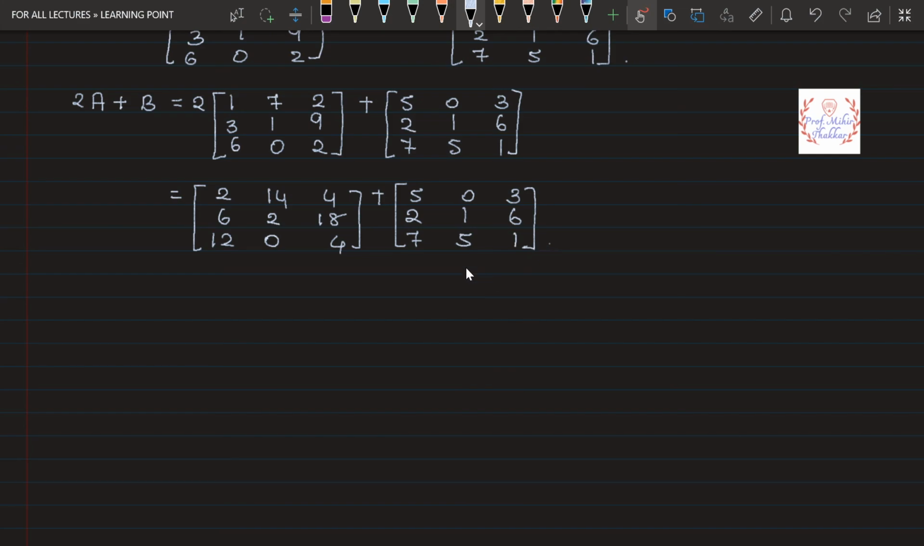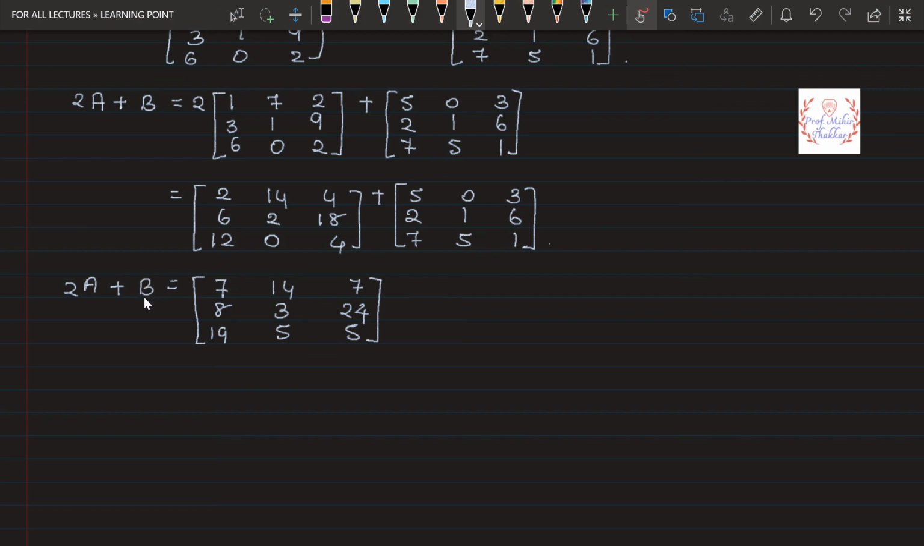Now when I have to add the two matrices, we have to add the first with first, second with second, third with third, and so on. So 2 will get added with 5, so I get 7. 14 plus 0, that will be 14. 4 plus 3 again gives you 7. 6 plus 2 gives you 8. 2 and 1 is 3. 18 and 6 is 24. 12 and 7, that gives you 19. 0 and 5 is 5, and the last element is again 5. So that is the value of 2A plus B.